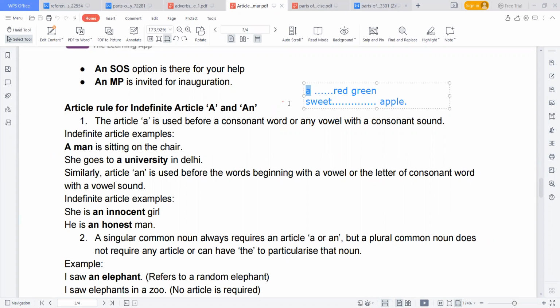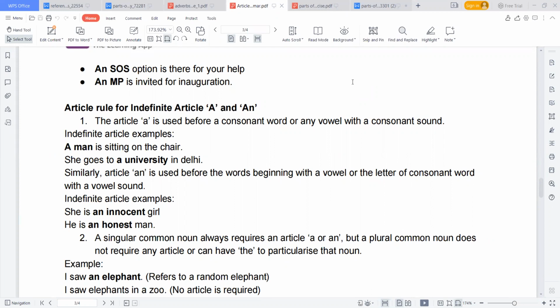Repeat it, ma'am, please. A and an are both articles, and both are used for adjectives and nouns, not only with nouns but also with adjectives. So the blank between the article and the noun should be an adjective. Yes, for sure, 100%.